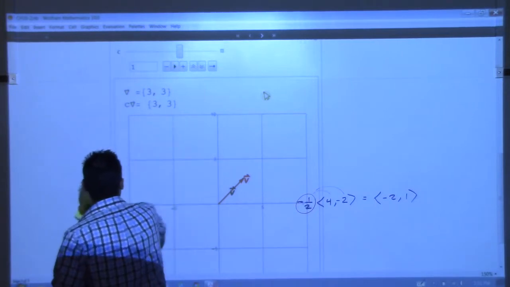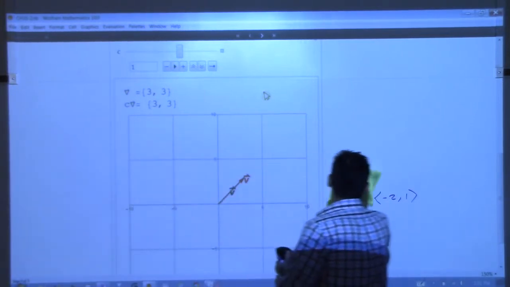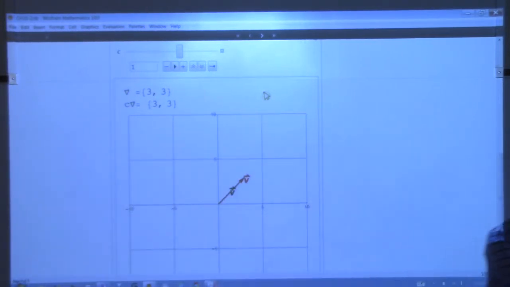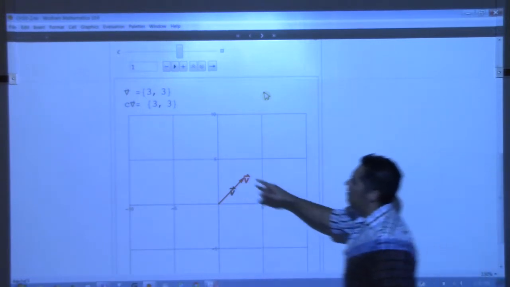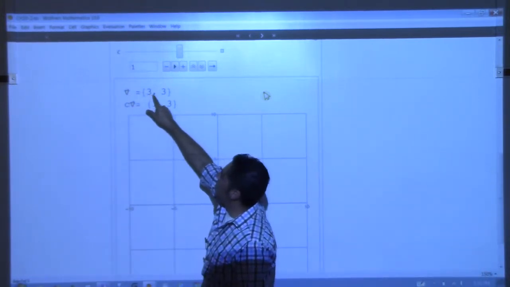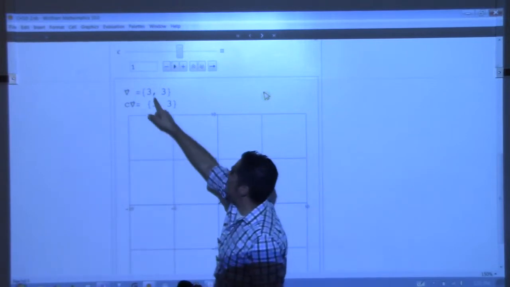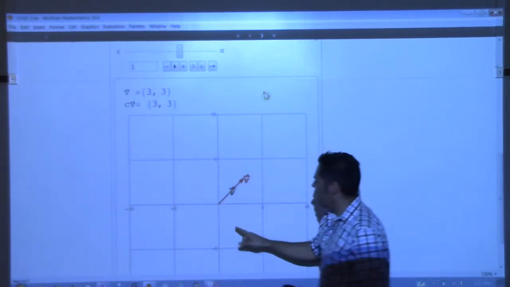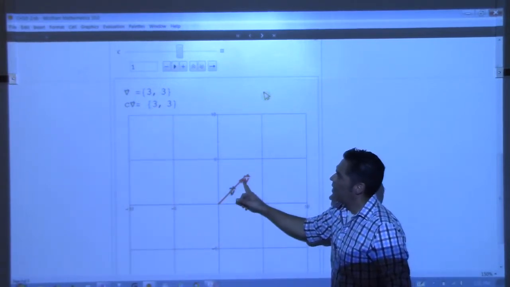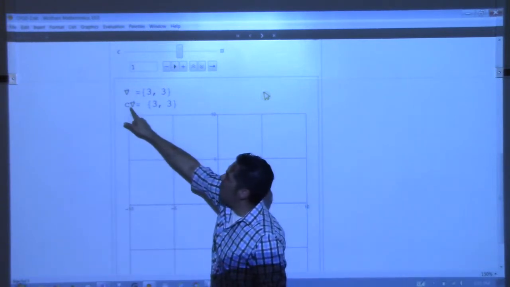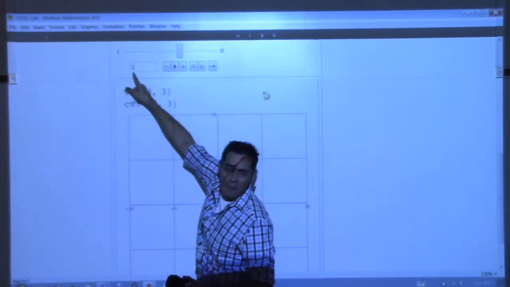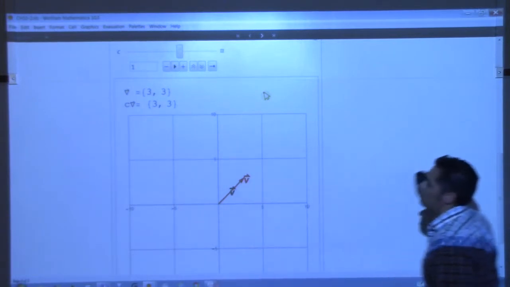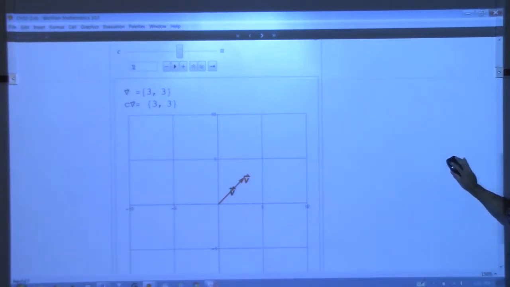This is a visual that shows you the effect of having C being multiplied on your vector. So we have a vector V, which is the vector 3, 3, out 3, up 3. And then I'm about to multiply it by a number. Right now I'm multiplying it by 1. So what happens if I change this C to 2?